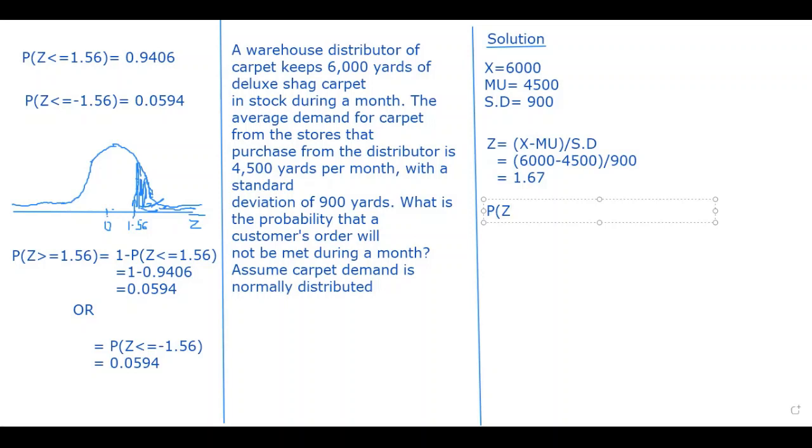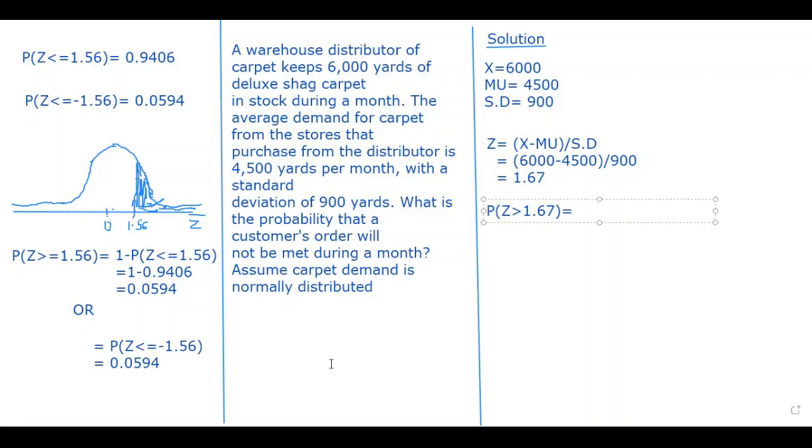So this one is greater than what we are having in the warehouse. So strictly greater than what? 1.67. If it was X, it would be X greater than what? 6,000. But we've transformed this 6,000 into what? 1.67. That's why we call it standardization.